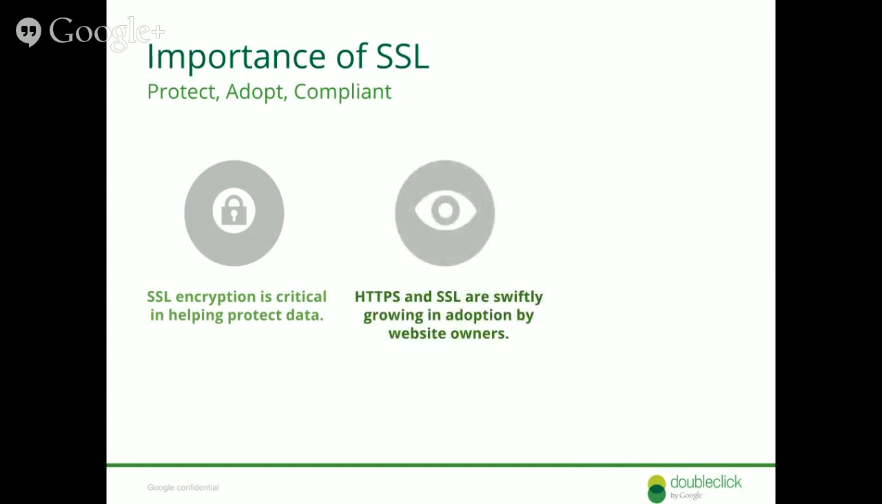And as you know, HTTPS and SSL are swiftly growing in adoption by website owners. Google and DoubleClick consider internet security a top priority, and we are protecting our partners to ensure that security efforts succeed. So for example, you may remember back in August 2014, Google search algorithms started to use HTTPS as a ranking signal, and even further back in 2013, YouTube started moving their inventory to SSL.